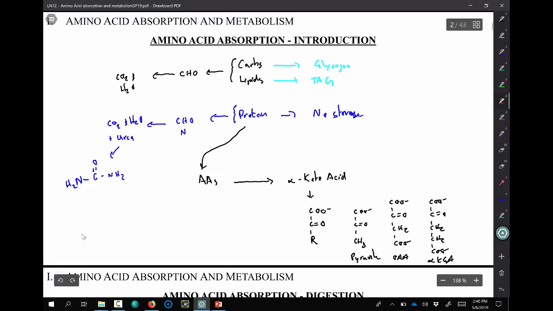Now, as we look at this, you'll notice that none of the alpha-keto acids have nitrogen in them, which means that going from amino acid to an alpha-keto acid means that the nitrogen has been removed. It can be removed directly as an ammonium cation, which is very toxic, so we're going to look at how that's dealt with in the cell. Or it can be removed through what's called a transamination reaction.